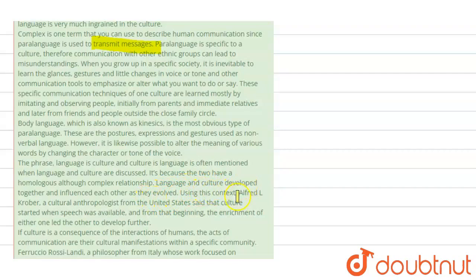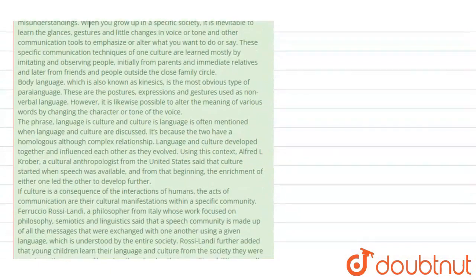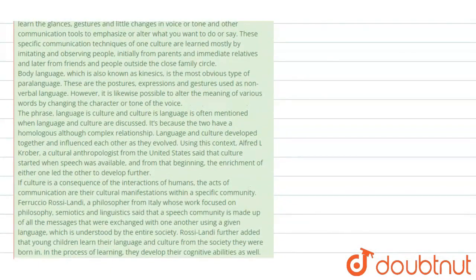Using this context, Alfred L Krober, a cultural anthropologist from the United States, said that culture started when speech was available, and from that beginning, the enrichment of either one led the other to develop further. If culture is a consequence of interactions of human, the acts of communication or their natural manifestations within a specific community.